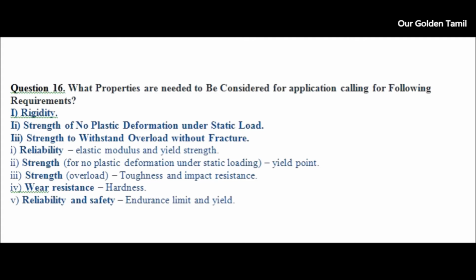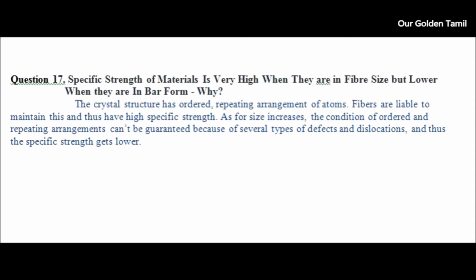Question 17. Specific strength of materials is very high when they are in fiber size but lower when they are in bar form. Why? The crystal structure has an ordered, repeating arrangement of atoms. Fibers are liable to maintain this and thus have high specific strength. As size increases, the condition of ordered and repeating arrangements can't be guaranteed because of several types of defects and dislocations, and thus the specific strength gets lower.